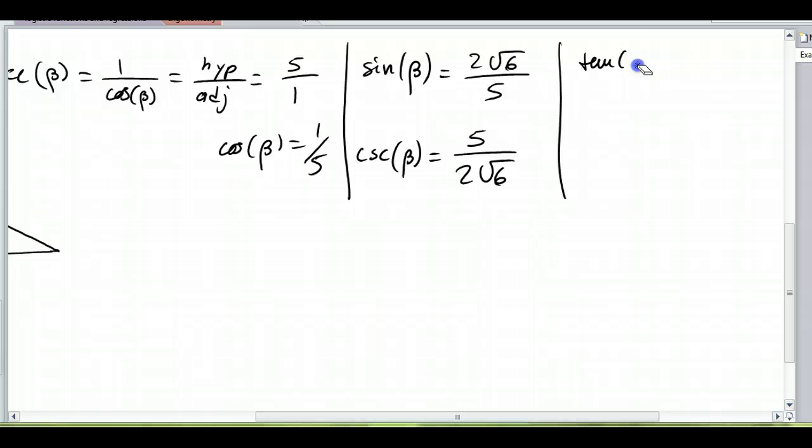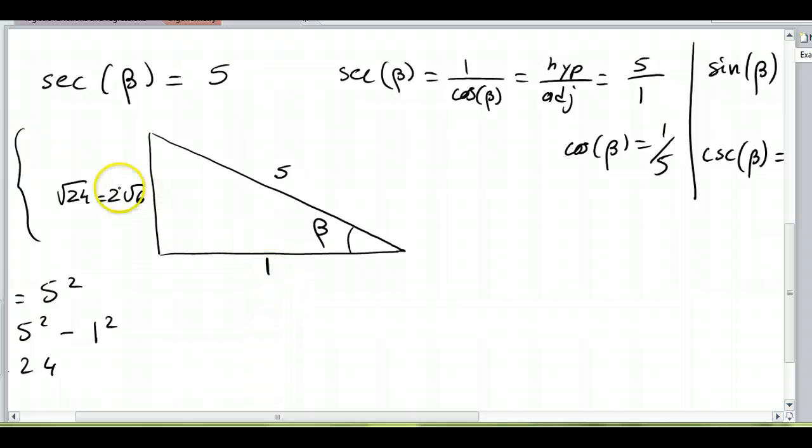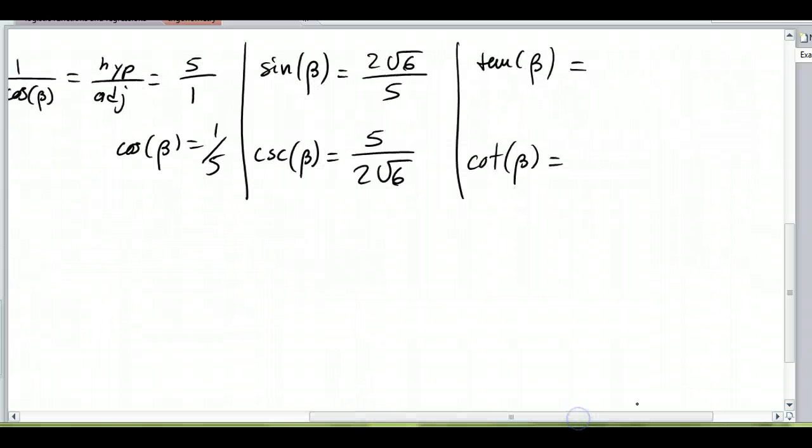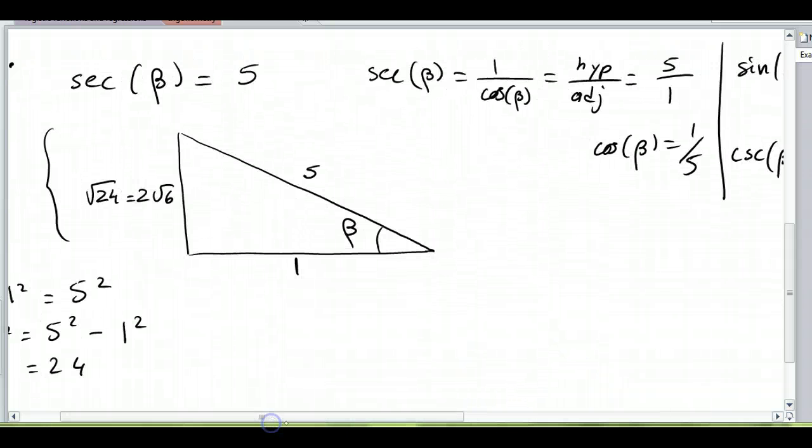That's beta, not alpha. Tangent beta. And the cotangent of beta is, let's see. Tangent is opposite over adjacent, so it is 2√6, and so the cotangent is 1/(2√6). Okay, here, one more. Really, it's all the time the same thing.